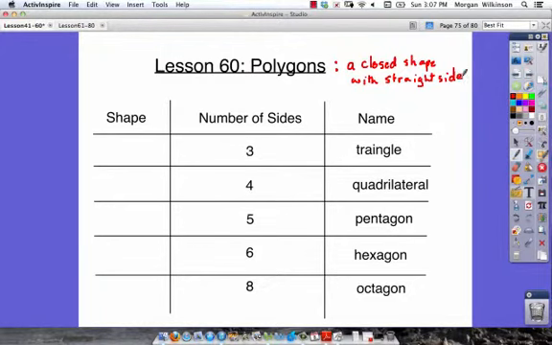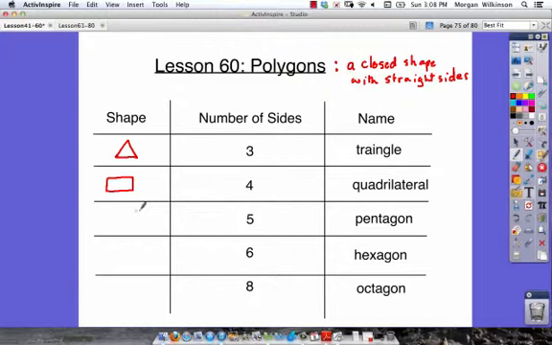So if we have polygons, closed shapes with straight sides, we can have three sides, that would be a triangle, and we could draw a picture of a triangle. We've got straight sides, and it's closed. So a three-sided polygon is called a triangle. A four-sided polygon is called a quadrilateral, and it could be a square, a rectangle, a parallelogram, or a rhombus. Here we've drawn a rectangle.